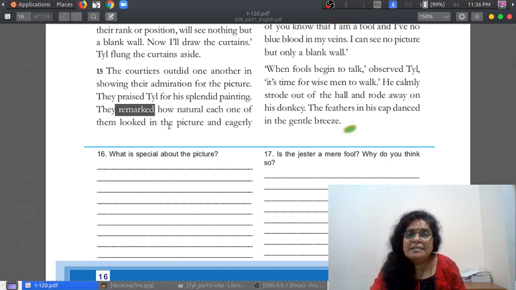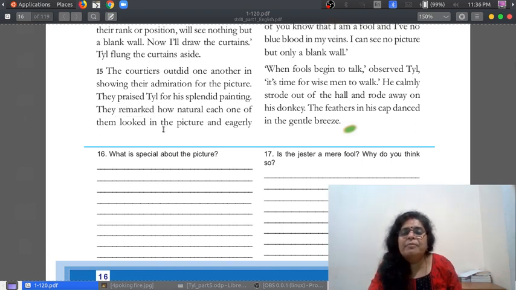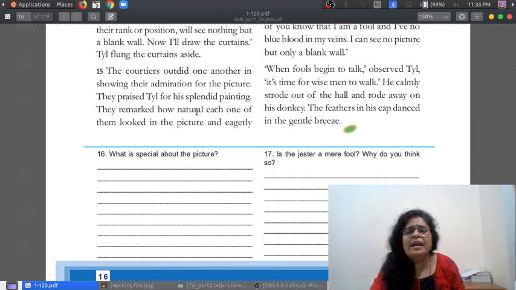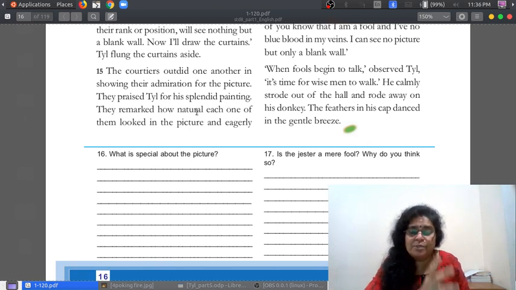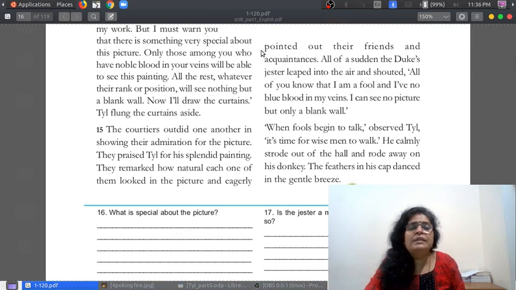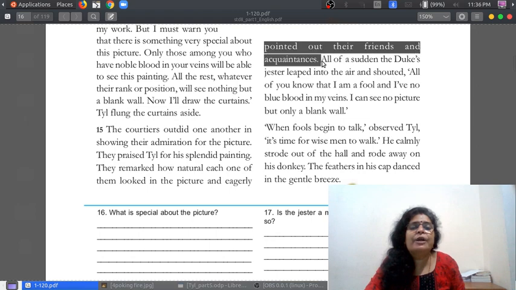They remarked, here means said, they remarked how natural each one of them looked in the picture. How natural, natural, sobhavikam, kaanunnathu pole. How natural each one of them looked in the picture, and eagerly pointed out their friends and acquaintances.